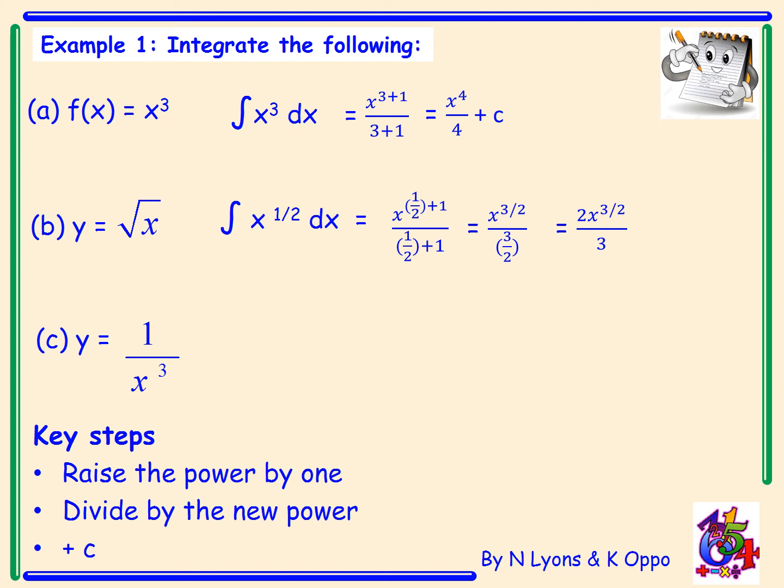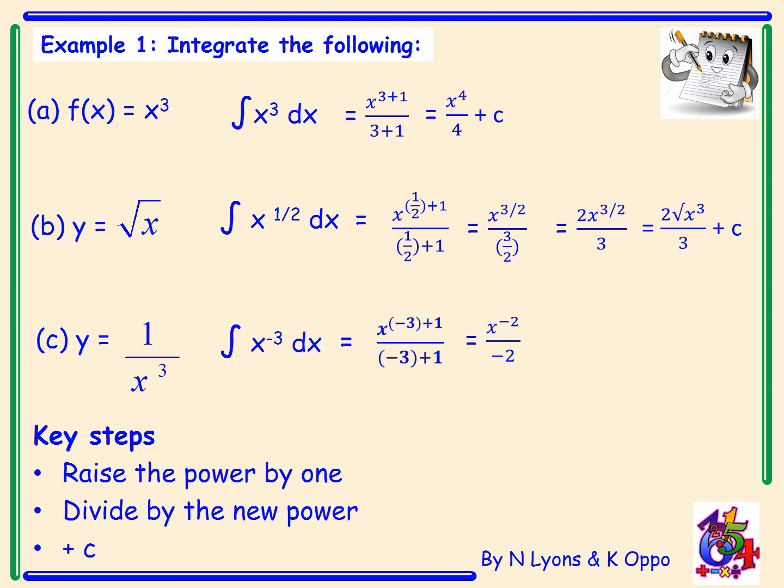Right, example C, y equals 1 over x cubed. Again, we need to prepare this before we can integrate. So we've got the integral of x to the power negative 3 with respect to x. Now it's easy just to raise the power by 1, divide by the new power, and add the constant of integration. So I've got x to the power minus 3 plus 1, divided by minus 3 plus 1.